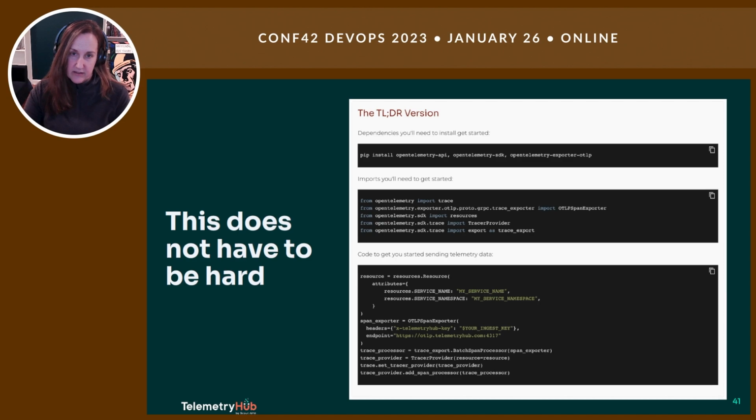So this is just a quick screen grab from the Telemetry Hub documentation, but this is basically what you would need to get started instrumenting a Python application. Pretty straightforward. And again, a great place to start, and then you can add complexity as you go and as you know what you really want to be able to get out of your system.